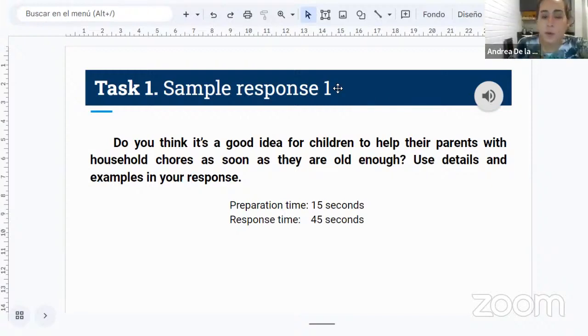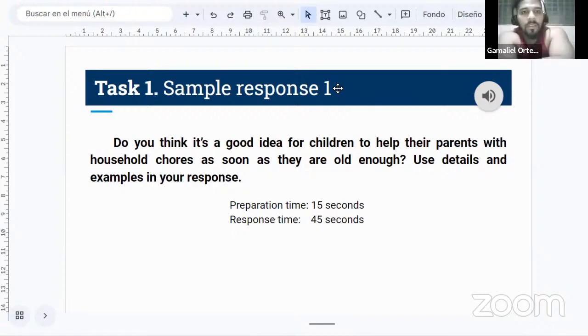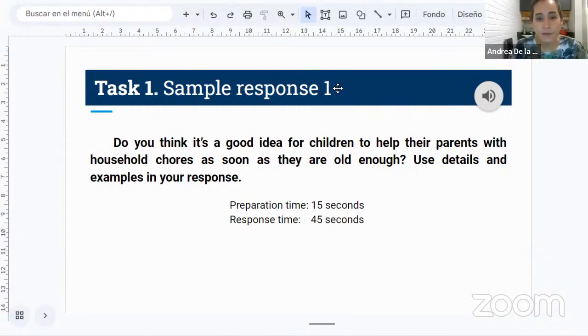Okay. So we have a question, right? It says, do you think it's a good idea for children to help their parents with household chores as soon as they're old enough? So what are the options here? What are the options that we have for our answer? Agree and disagree. Exactly. So you can say, yes, I think it's a good idea. I agree that it's a good idea for children to help their parents with household chores, or I don't think it's a good idea. You only have those two options. You don't have anything else.